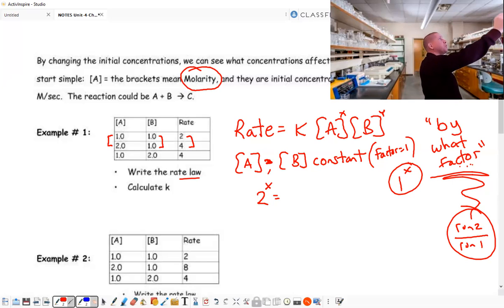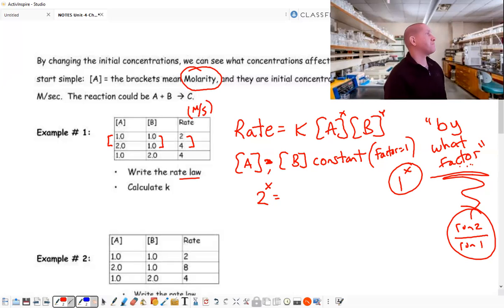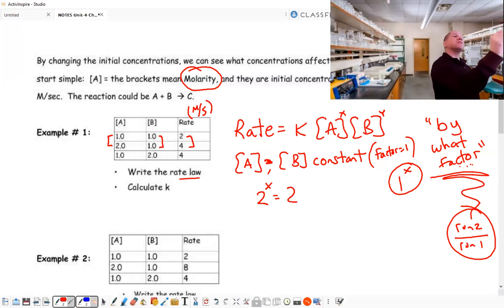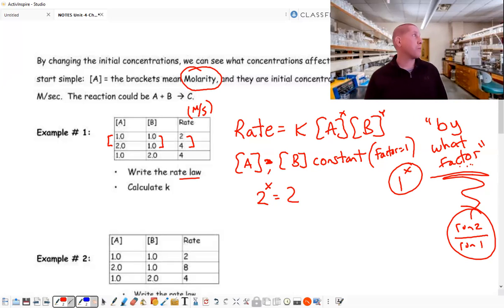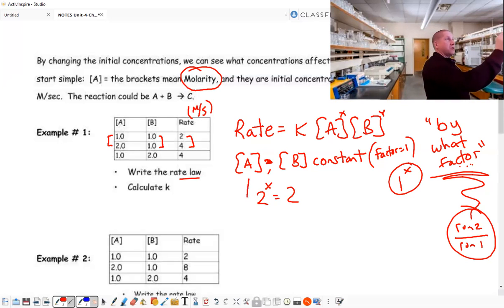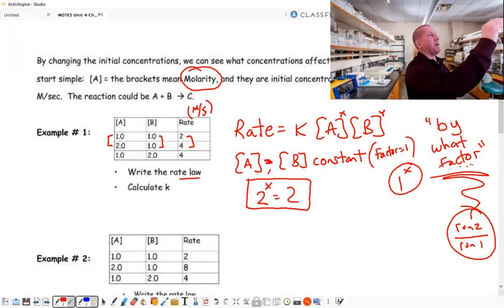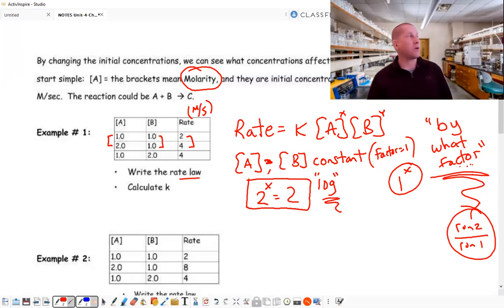Well, the rate went from 2, again, I didn't put the rates in there. We're going to say molarity per second for all of them. It's going from 4 to 2. It's also doubling. So now we have to solve that algebraic equation right there. Now I say that algebraic equation because what you're really doing is solving a logarithmic function. You just don't realize you are. I'll show you that tomorrow.